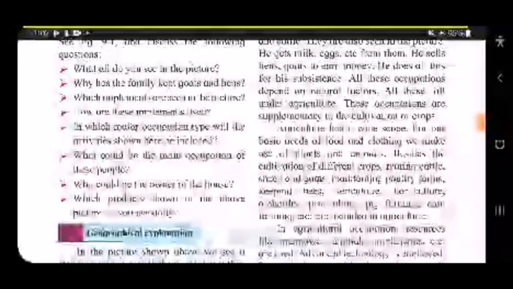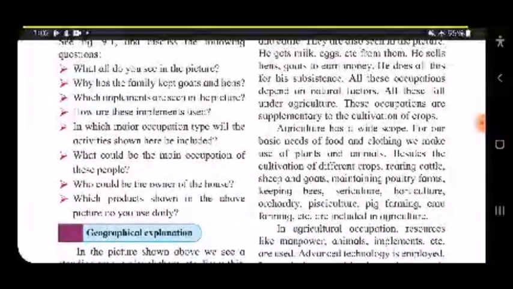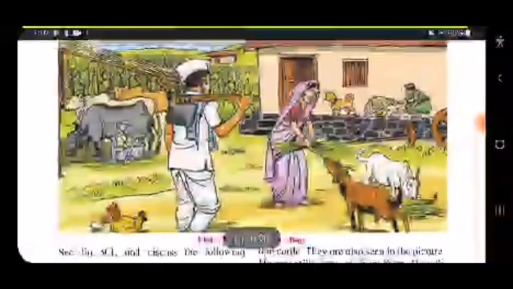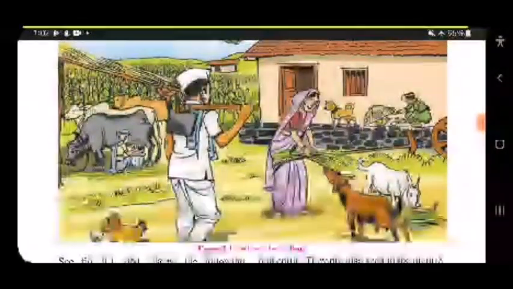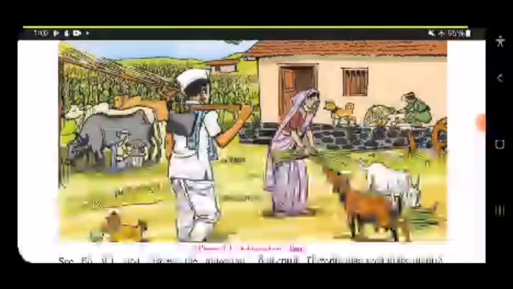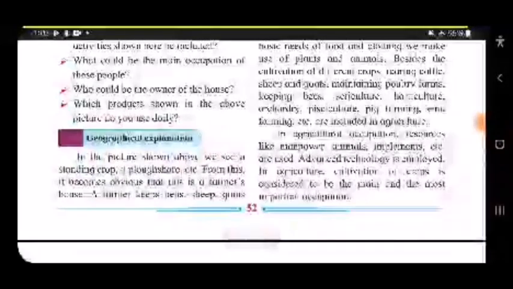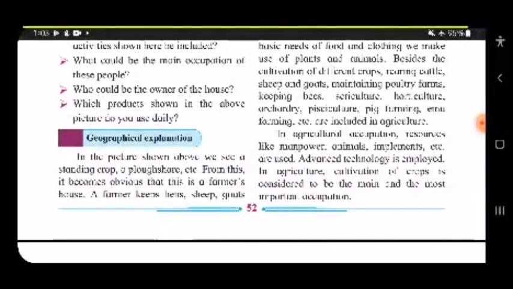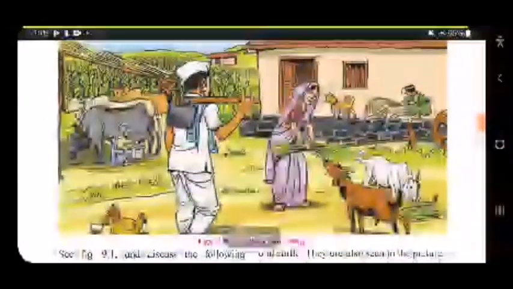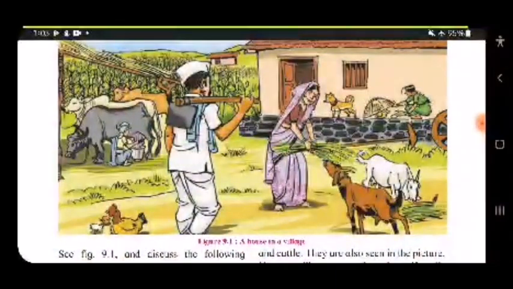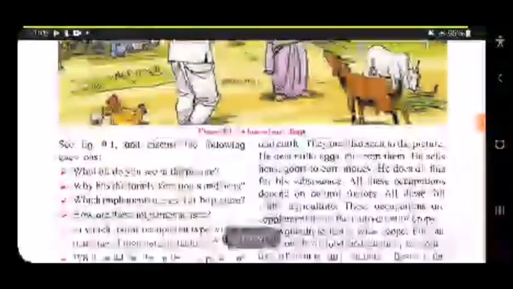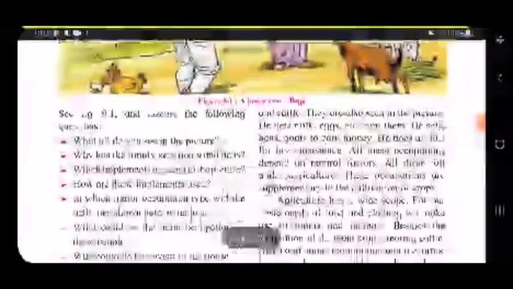And the last question says, which product shown in the above picture do you use daily? We use different things like meat, eggs, milk. We use them daily. Let's move further with the explanation part. In the picture shown above, we see a standing crop. You can see there is a standing crop behind the animals, and a plowshare, etc.